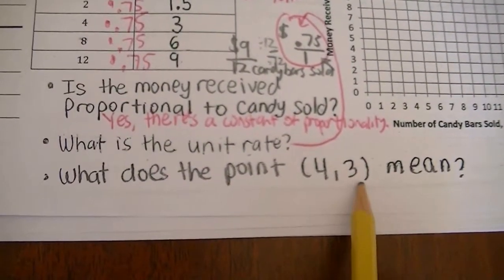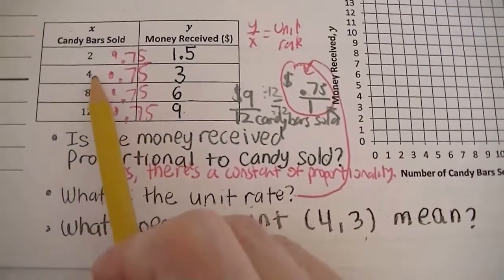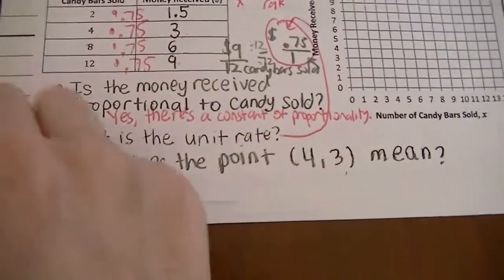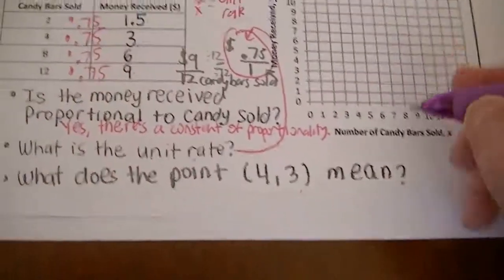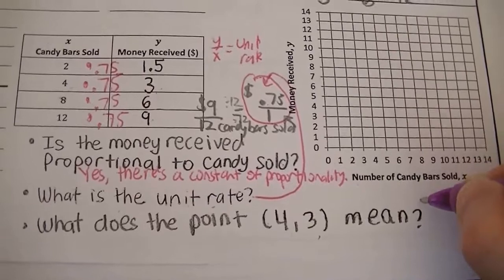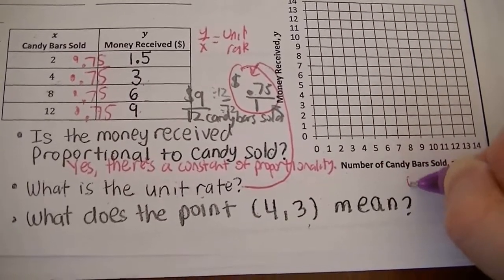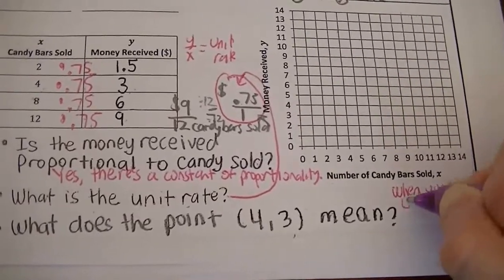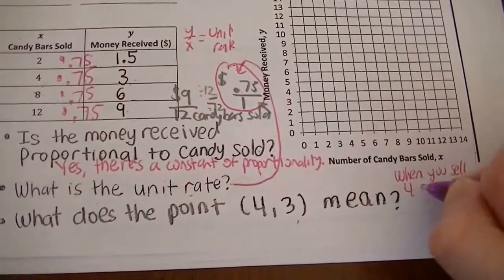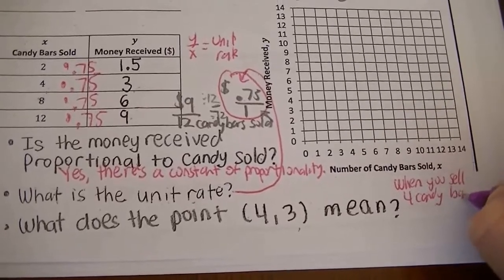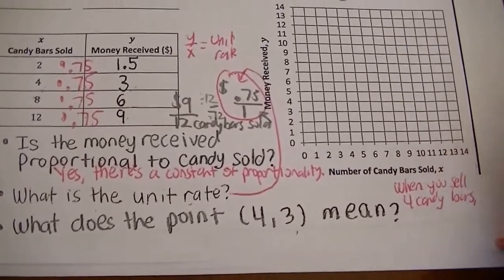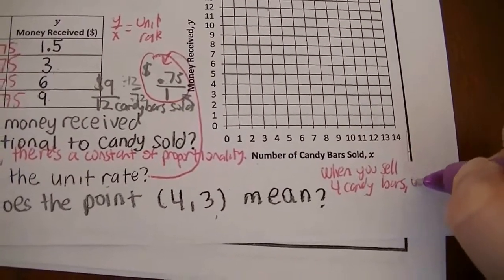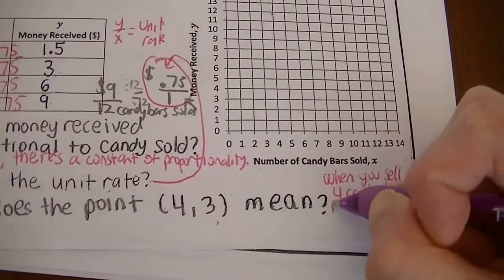What does the 4, 3 mean? That means when you sell 4 candy bars, they receive $3. For 4 candy bars, you'll receive $3.